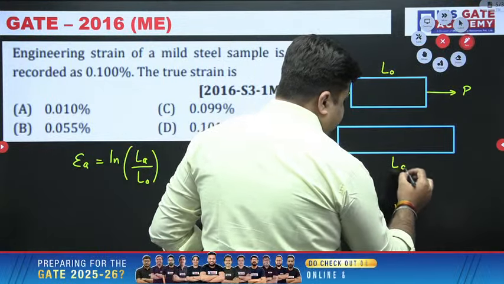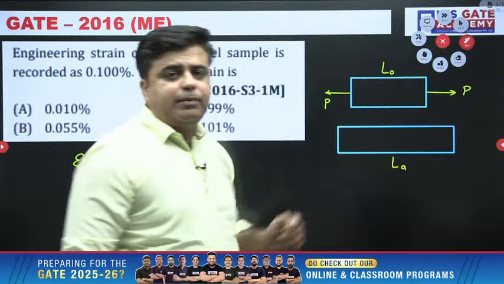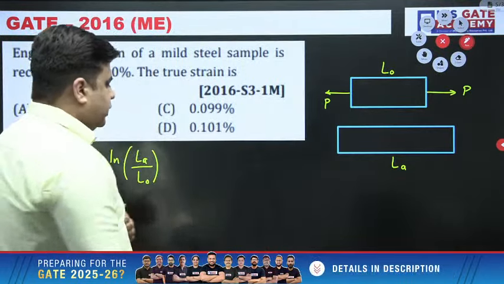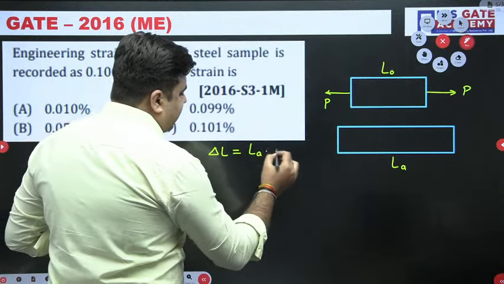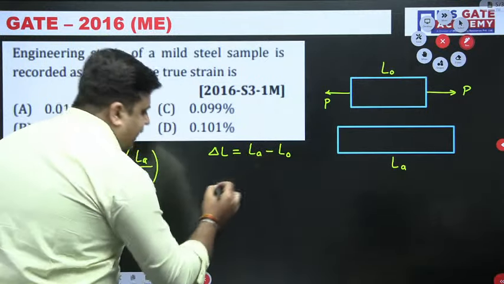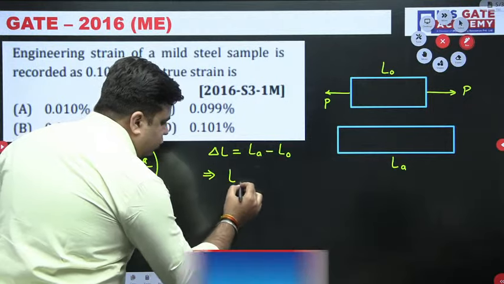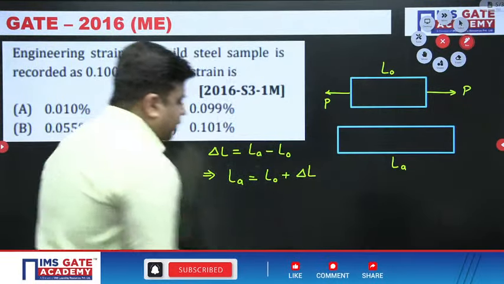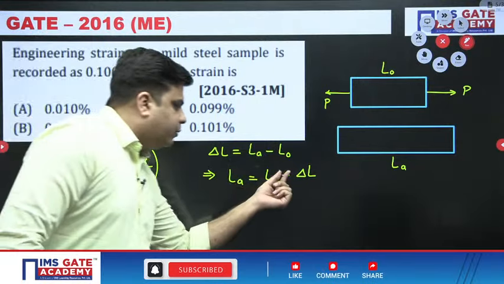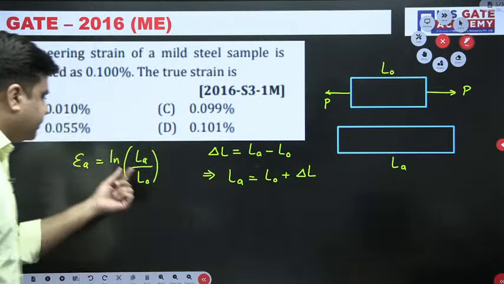After elongation, the length of the bar will become LA. Now what is the change in length? The change in length delta L is equal to LA minus L naught. So, sir, can I write down the actual length? Actual length is nothing but original length plus delta L. So LA can be written as L naught plus delta L. Just substitute in this expression.